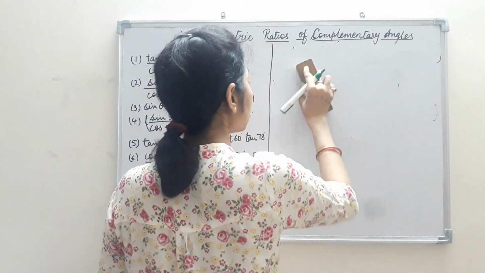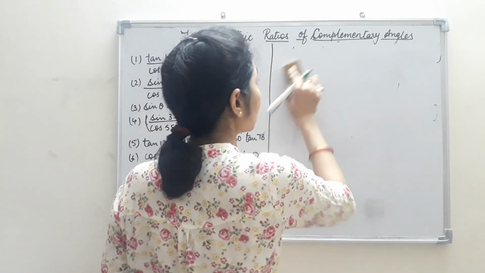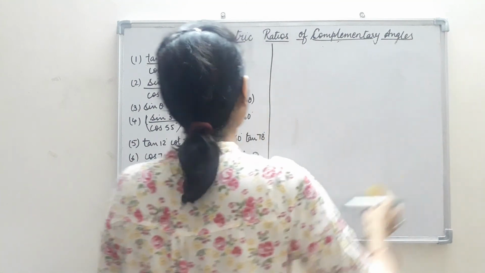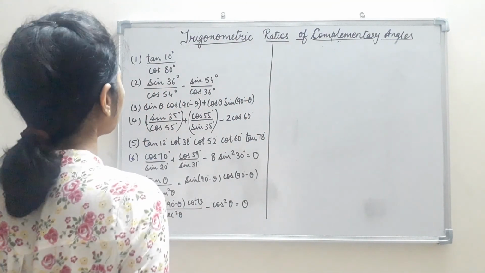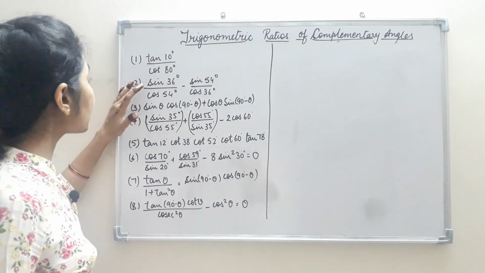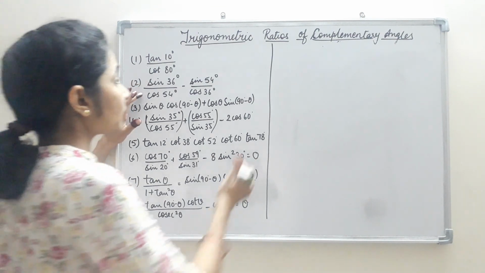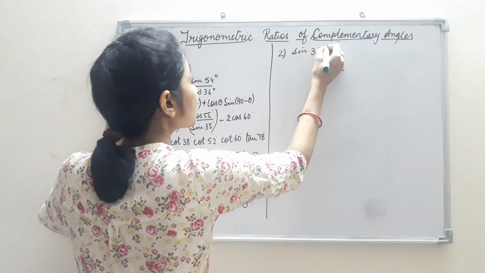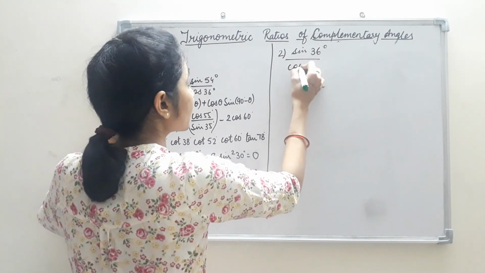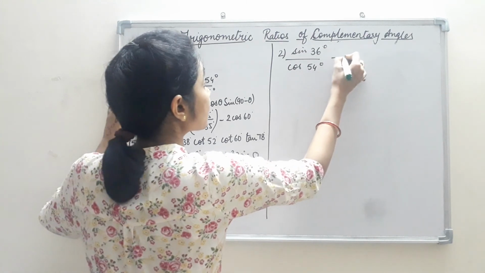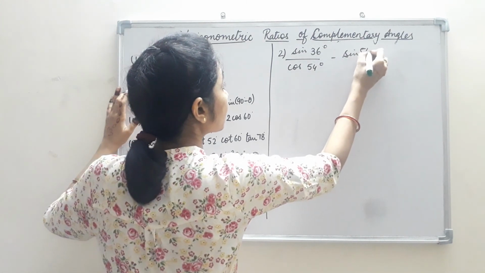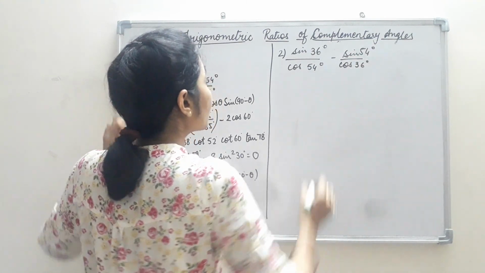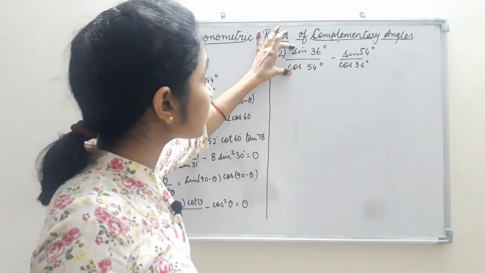Now I will change any one of the ratios, any one among the two related ratios. Here we are given sine 36 degree and cos 54 degree. Let us first write down the question: sine 36 degree upon cos 54 degree minus sine 54 degree upon cos 36 degree.